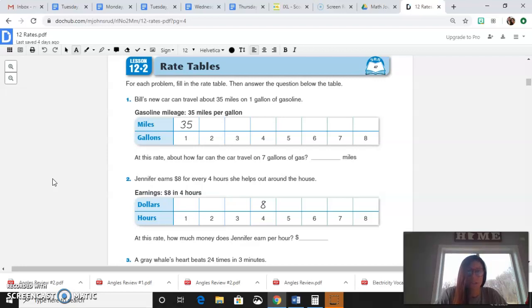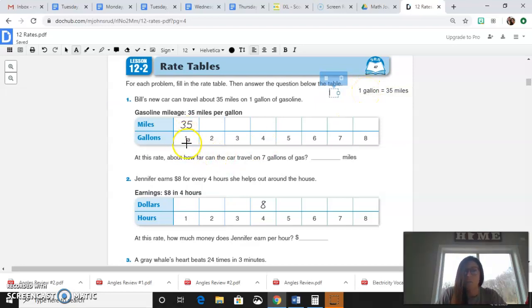So in this first one, it says Bill's new car can travel about 35 miles on 1 gallon of gas. So what that means is that for every gallon of gas, say you go to the gas station and you fill up, every gallon is going to get you to go 35 miles down the road. Okay, so it's 35 miles per 1 gallon.